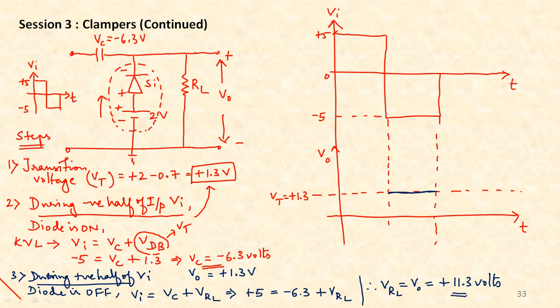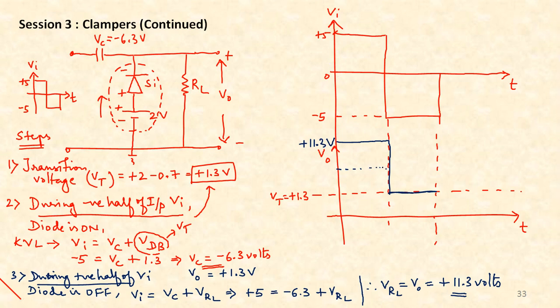Please pay attention to the notations and the polarities. So the output voltage during the positive half cycle is plus 11.3 volts. Let me indicate that in the output waveform, plus 11.3 volts, and I'll just join it. Now if I want to accurately represent the output signal with respect to the input, when input varies from 0 to 5, the output is like this.